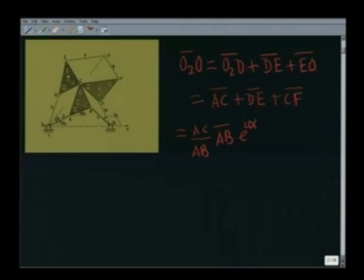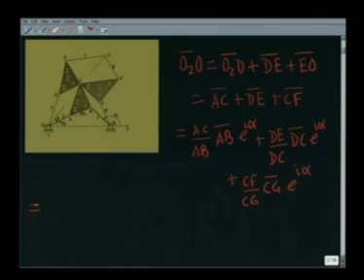Now, the vector DE can be written as DE by DC into vector DC. That takes care of the magnitude of DE, but the vector DE is again at an angle alpha from the vector DC. So, we multiply by e to the power i alpha. Then CF. CF I can write as CF by CG into vector CG. That takes care of the magnitude of CF, and again to take care of the direction I multiply by e to the power i alpha.